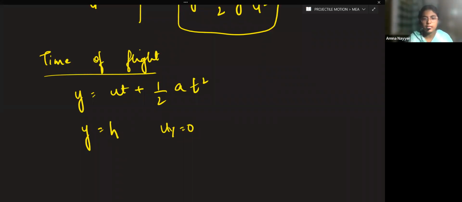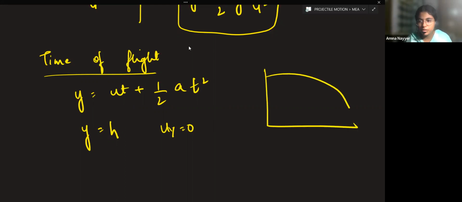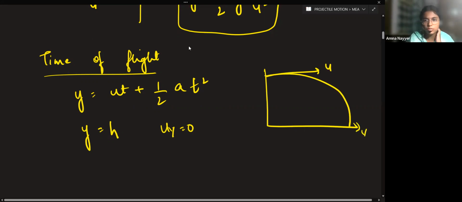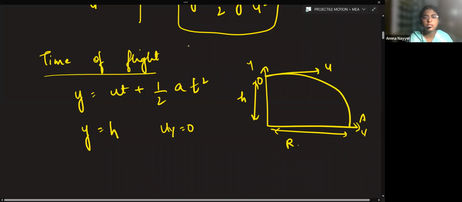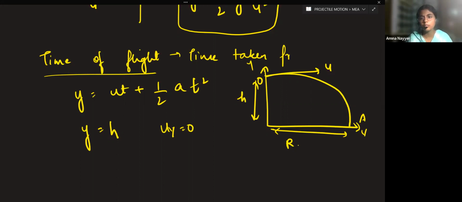See, this is your projectile, no? This is your initial velocity, that is situated along the x-axis only. This is your y-axis. Now, this is your height. This is your range of motion. Let's say this point is O, this point is A. So time of flight means the time taken from O to A. In simple words, you can remember this: from the origin point to the landing point.